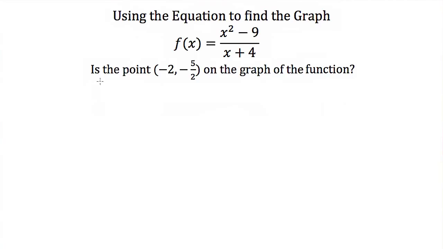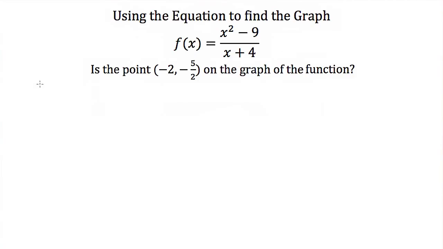Now usually when we deal with functions, we're not given the graph of a function. We're given the equation of the function, or the function itself. Here we have the function f of x is equal to x squared minus 9 over x plus 4. And there are some things we want to know about the graph of this function, even though we don't have the graph in front of us. For example, we want to know, is the point negative 2, negative 5 halves on the graph of this function?